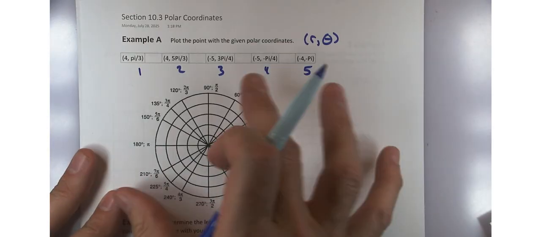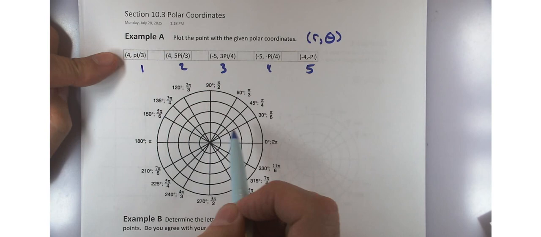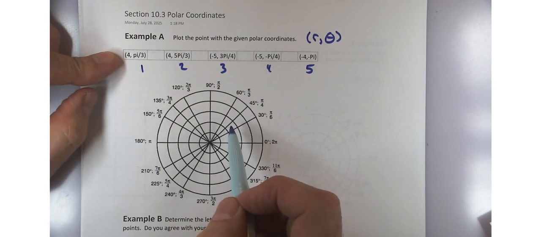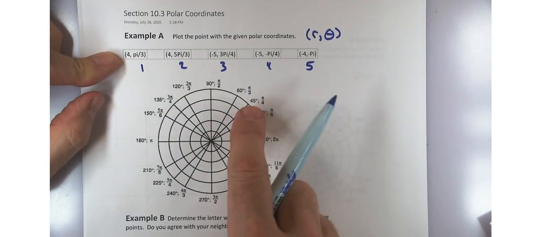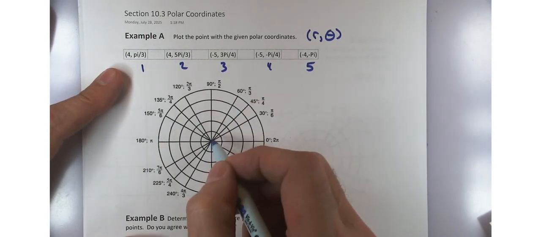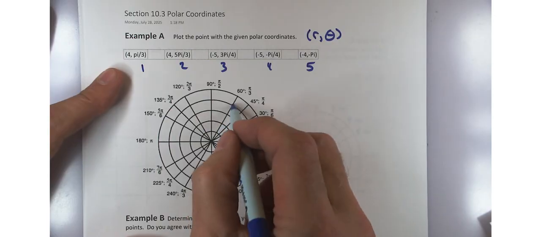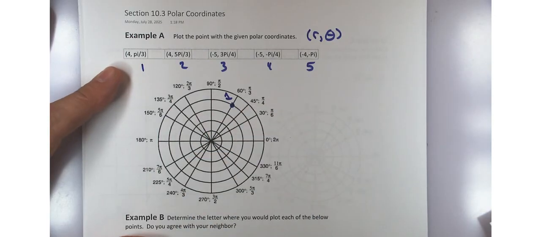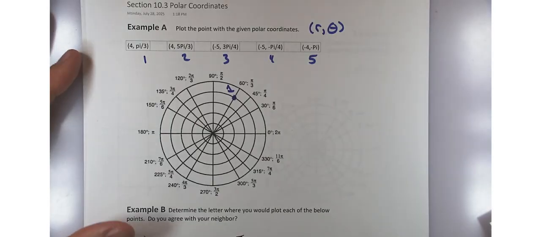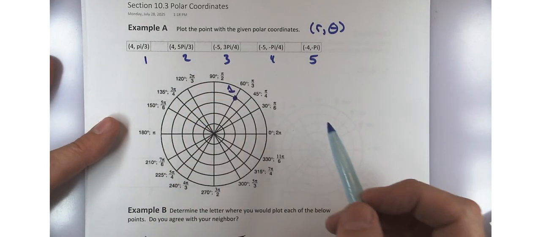So you've got a different type of graph here, but it still is going to allow us to plot these points. Pi over 3, that's our 60-degree angle. So we're along this line someplace, and you want to move a distance of 4. 1, 2, 3, 4. So there's our first point. Likewise here, 4 and 5 pi over 3. I'll let you do that one.